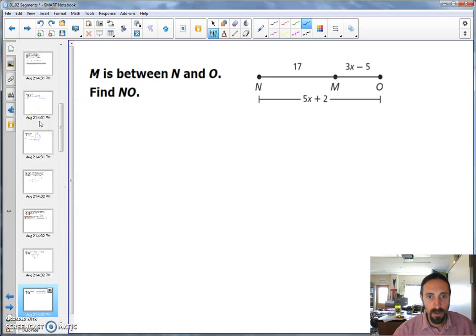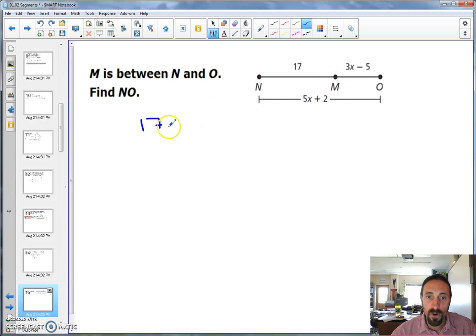Finally, try this problem. M is between N and O. Find NO. All right, you've paused the video and you've tried this problem. So let's set it up. M is between N and O, which means, first, you need to set up the problem.